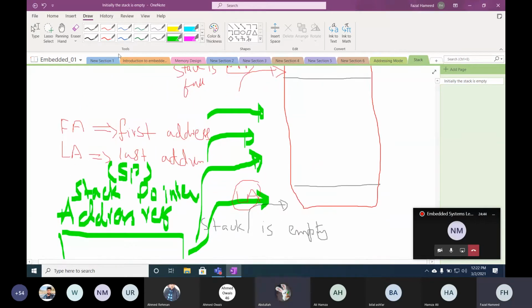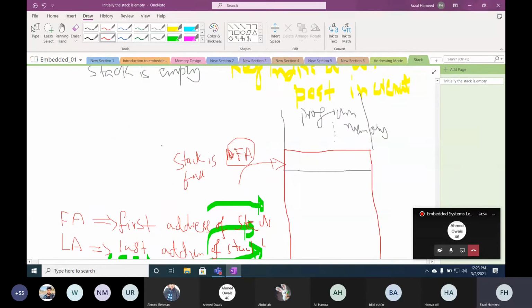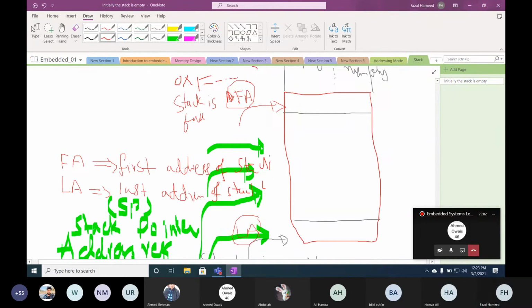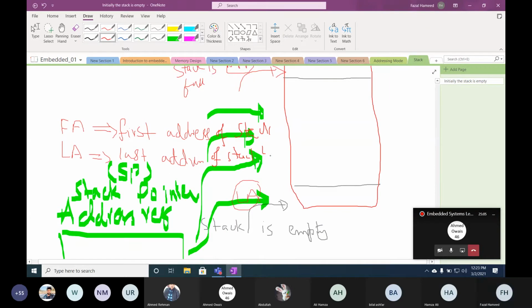FA is the first address of the stack, not of a program, the first address of the stack. And LA is the last address of the stack. Because the first address of a program is 0x0000, this FA, the first address of the stack, is not 0000. This may be some value, some F and some value. Is it understood or not?